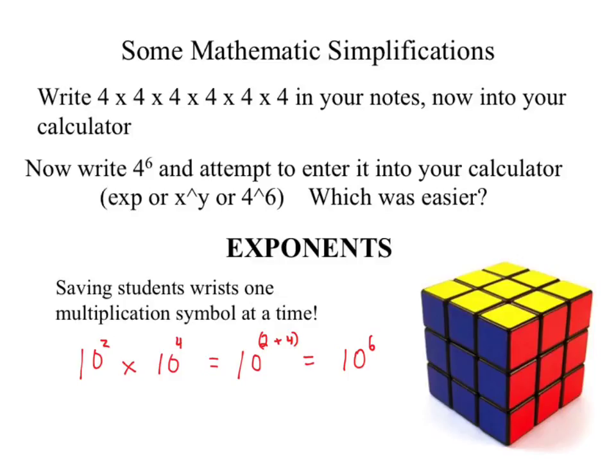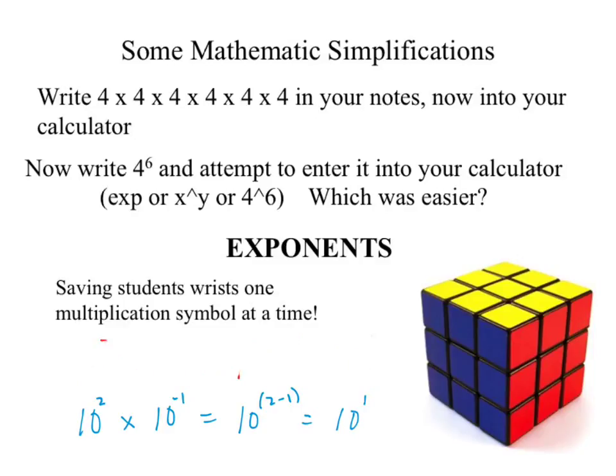What if we switch this around to being 10 squared times 10 to the minus 1? Same deal. 10 to the minus 1 equals 10 to the 1st, or just 10. Okay. What if we now, let's erase all that again, 2 to the 4th times 3 to the 4th.